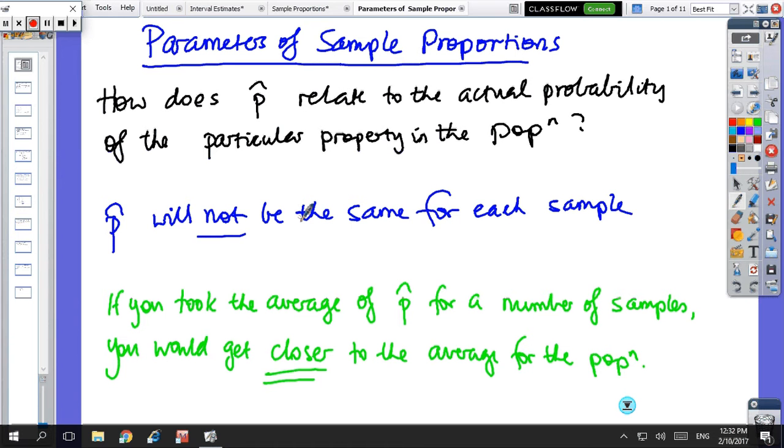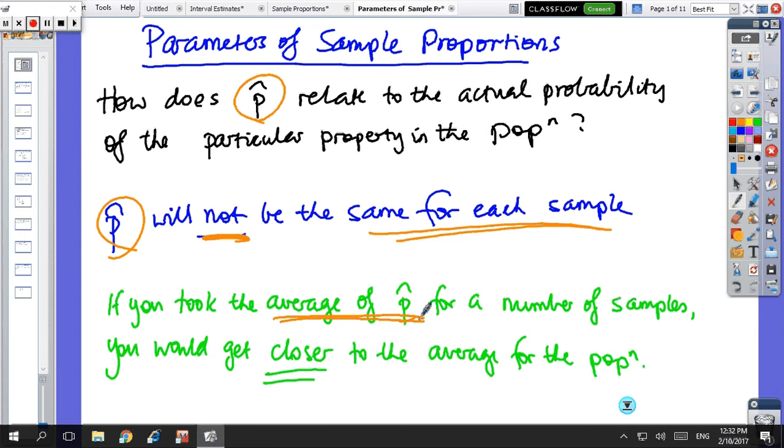So how does the sample proportion relate to the actual probability of the property? First of all, it's not going to be the same for every sample. It's going to change. In a group of 20 people or 30 people, it's not going to be exactly the same. So what we need to look at now is that if we take an average of those sample proportions over a number of samples, you'd probably get closer to the actual average for the population. Okay, so copy that and come across.